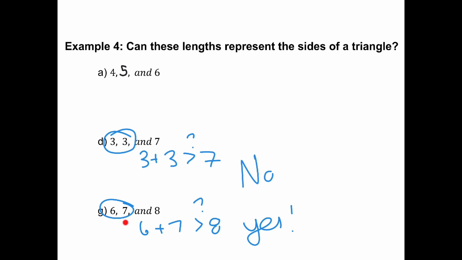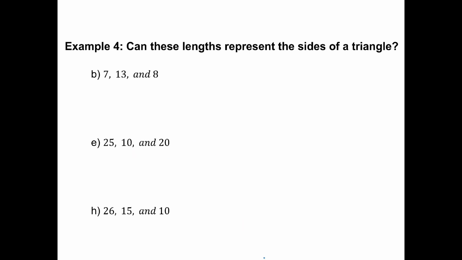6 plus 7 is bigger than 8, so we can end up making a triangle. So these are just yes or no questions. Can these lengths represent the side of a triangle? Add the 2 smaller ones, make sure they're bigger than the third one.